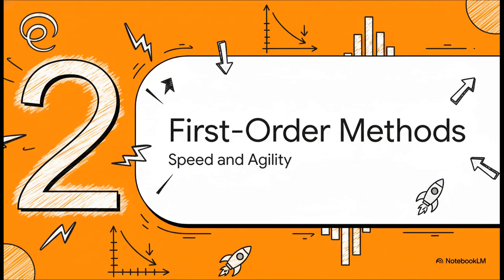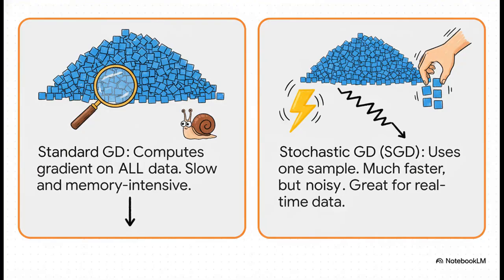To get the speed and agility we desperately need for trading, we turn to a whole family of solutions called first-order methods. And they're all just really clever variations on that basic gradient descent idea. So the first big idea is something called stochastic gradient descent, or SGD. Now, instead of looking at all the data, what if we just grabbed one random data point, or maybe a small mini-batch, and calculated the gradient based on just that little piece? The update we make is way, way faster, but it's also a lot noisier. The direction isn't perfect, right? But the thing is, we can take thousands of these rough, quick steps in the time it takes the standard method to take one slow, perfect step. For real-time data, this is an absolute game changer.